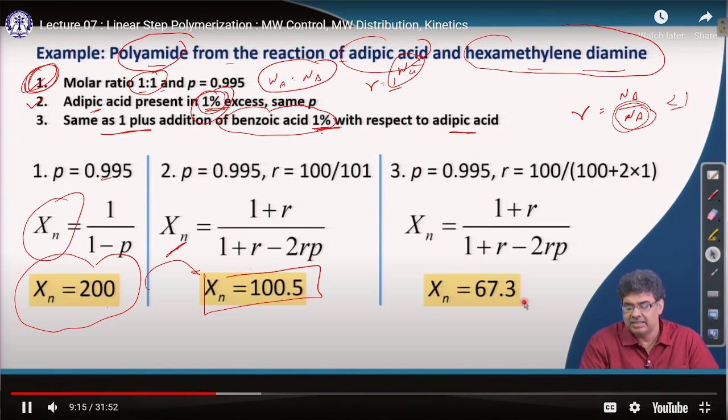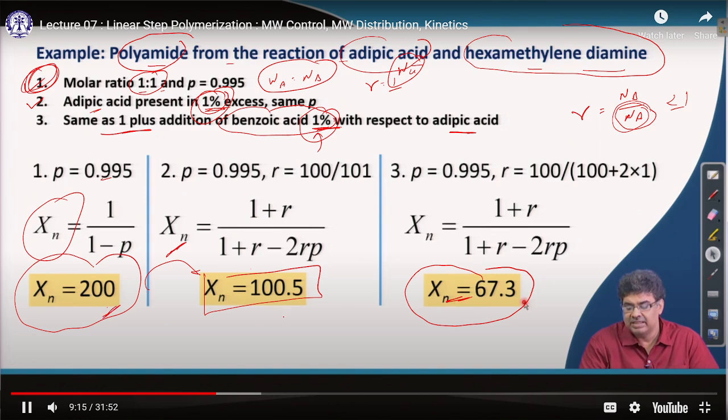But this type of concentration can be there as an impurity also, because no chemical is pure. So 1% impurity can be there. It is very common. So if 1% impurity is there, then it can reduce your degree of polymerization to 67. So from 200 it is now 67.